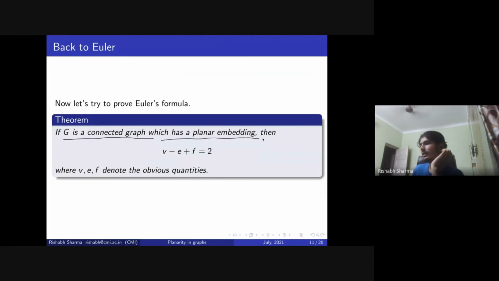Then we say that in this relation, V is the number of vertices, E is the number of edges, F is the number of faces, and these quantities satisfy this relation. That's what Euler's formula is saying, and this is very closely related to the same formula for spherical polyhedra that we saw.